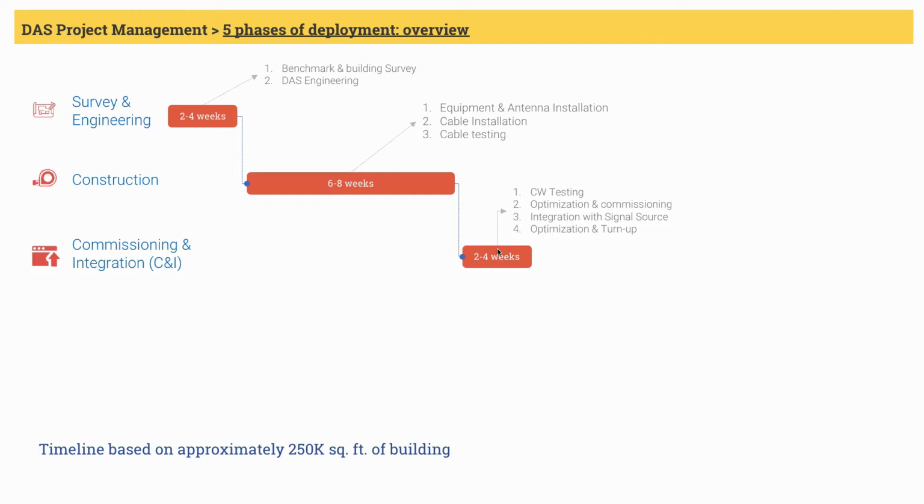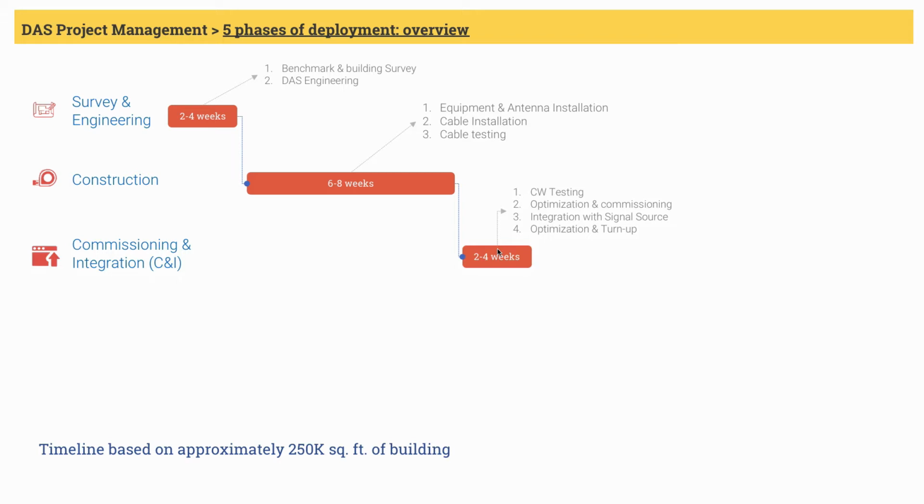Construction is then followed by commissioning and integration. This involves further testing of DAS, uploading of all RF parameters into the electronics, and then integration of signal sources into the DAS. Throughout this phase, optimization takes place so that we can extract the best performance of DAS. This is the phase when we make the DAS operational and start carrying voice and data traffic. Commissioning and integration can take somewhere between 2 to 4 weeks.